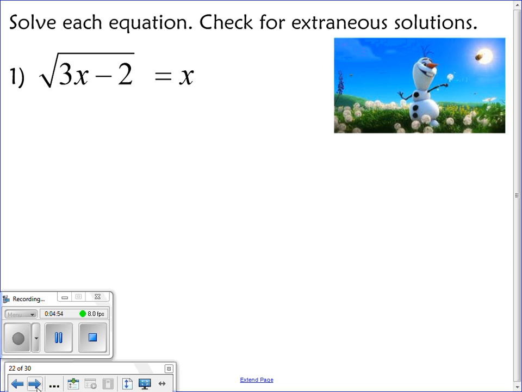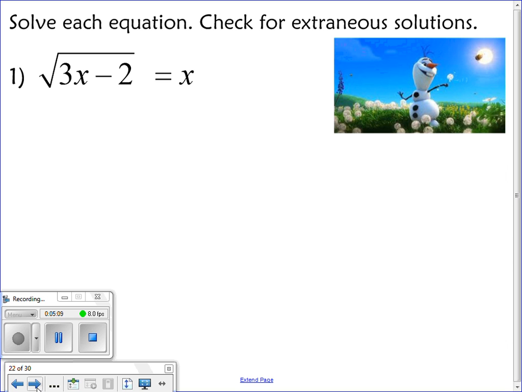So take a look at number 1. You can see how I have an x on both sides of the equation, and I can't actually put them together because one's trapped under the radical, one's not. So I cannot put them together. So this is one that I'm going to have to, when I solve, I'm going to have to check my answers to make sure they actually work.